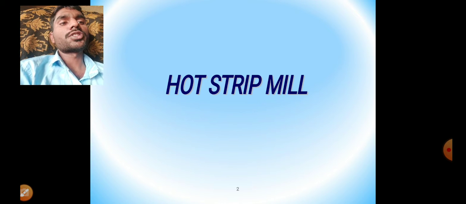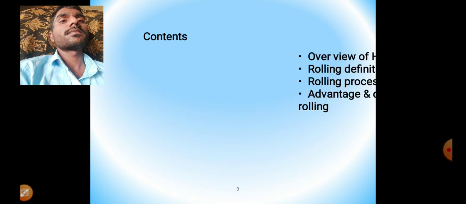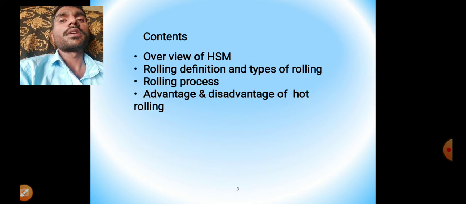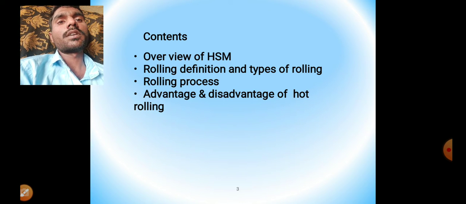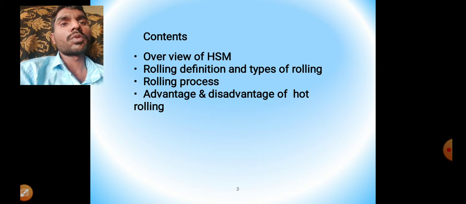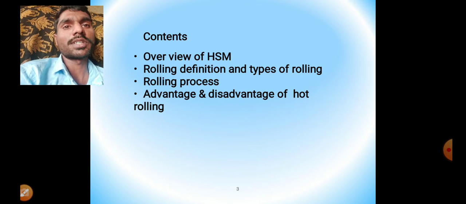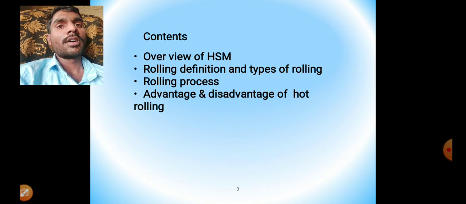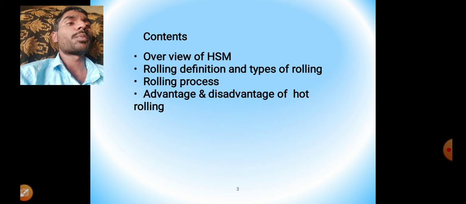So my topic is the hot strip mills. The contents are an overview of the HSM, rolling definitions and types, rolling process, and advantages and disadvantages. These are the contents that we are discussing in this topic.